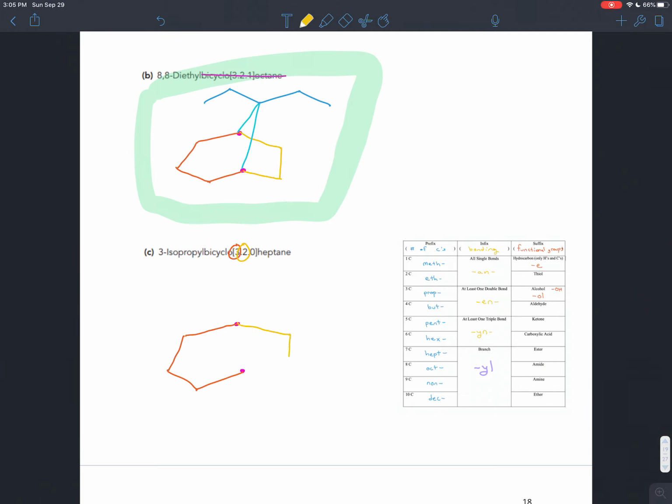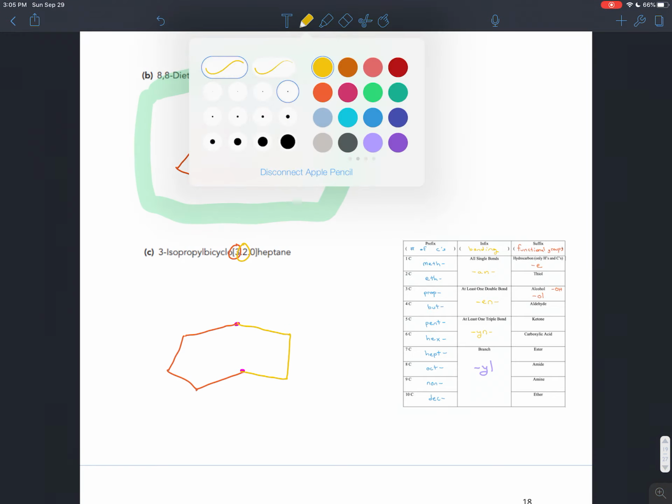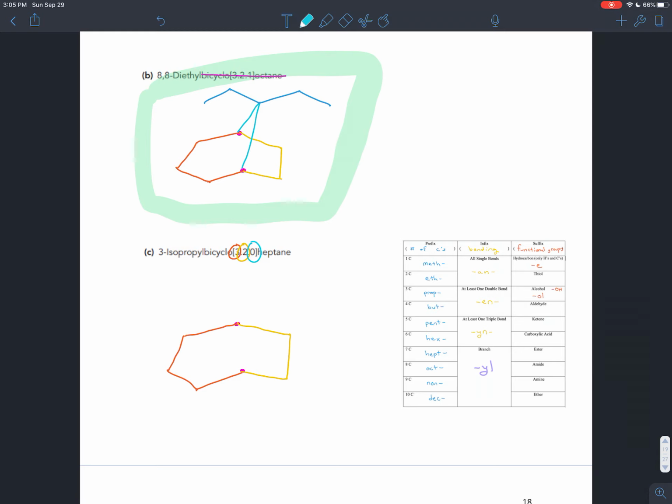If our next number is 2, that means we have 2 carbons on another side of those bridgehead carbons. So 1, 2. And then if our third number is 0, that means we have no carbons in between those. So that would be the skeleton for that.